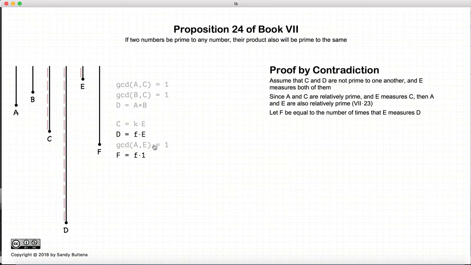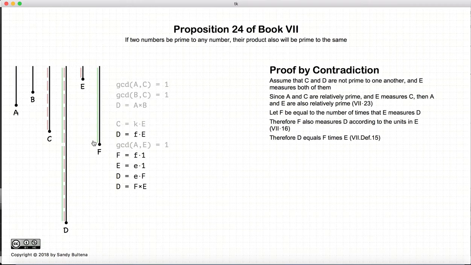Now let F equal the number of times that E measures D. So this is 1, 2, 3, 4, 5, 6, 7, 8, 9, 10, 11, 12. So let F equal 12, in this example. Now, since E measures D F number of times, that means that F measures D E number of times. And according to Proposition 16, which is the definition, D is equal to E times F. So all of this here is just to basically show that if E measures D F number of times, we can say that D is equal to F times E.